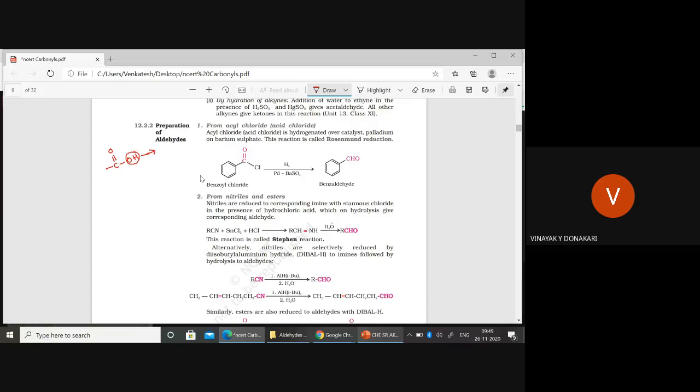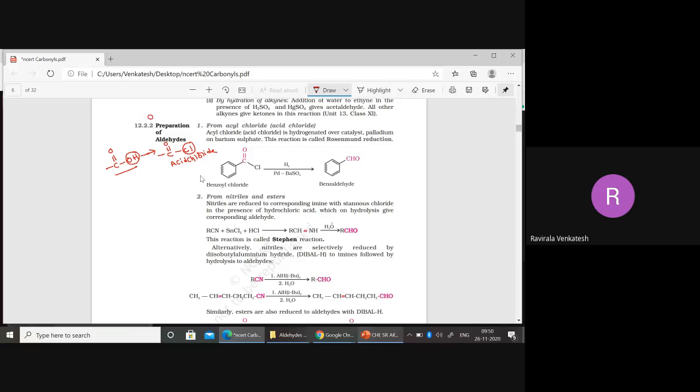RC double bond OX. RC double bond OH, we are replacing with what? Halogen. Everyone knows carboxylic acid, correct? In that, when you replace OH with a halogen like chlorine, that is called acid chloride. Very simple, right? In carboxylic acid, replace OH with halogen like chlorine, that is called acid chloride.